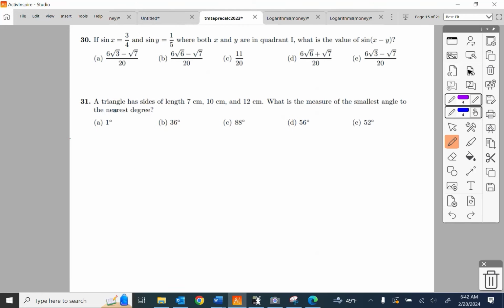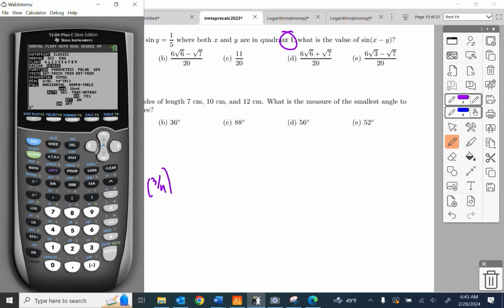All right, if sine of x is 3/4 and sine of y is 1/5, where both x and y are in quadrant 1, what is the value of the sine of x minus y? Here's what we're going to do. We're going to cheat. X is going to be the arc sine of 3/4, and they're both in quadrant 1, so I can get away with this. Let's go to mode, degree, cool, arc sine of 3/4. It's about 48.59 degrees.